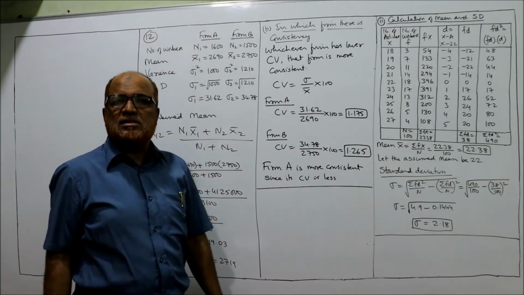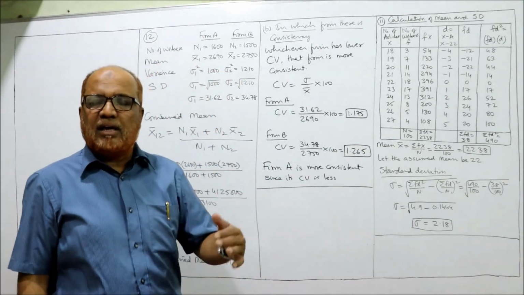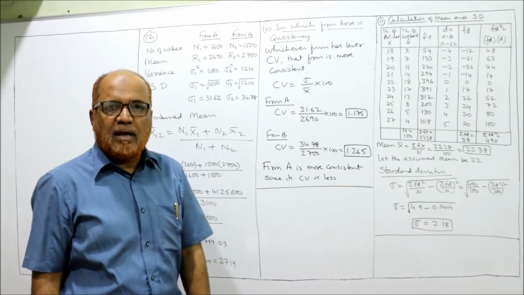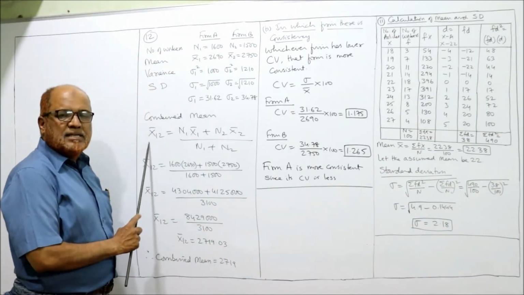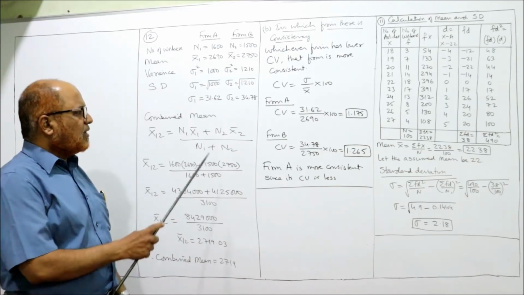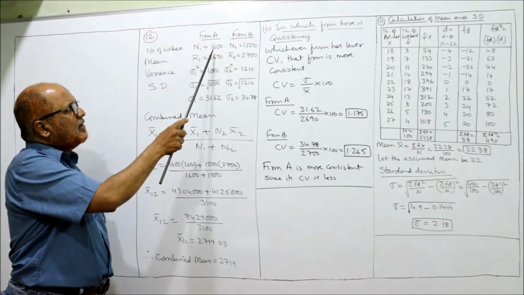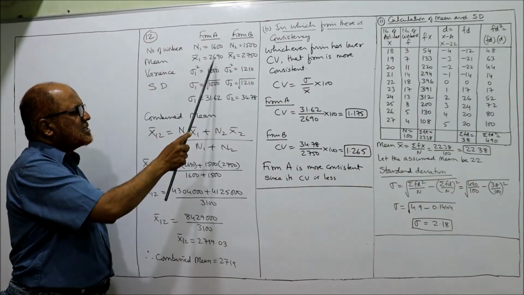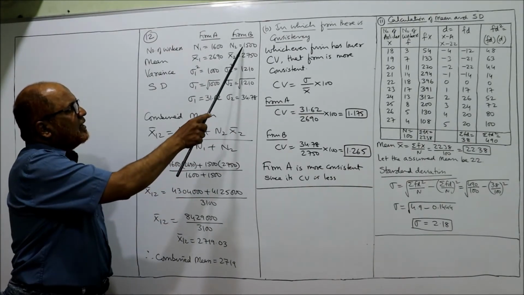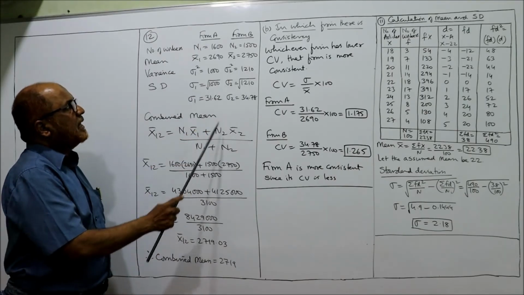So the first question is asking you to calculate the combined mean. Already in the last chapter we have seen the formula for combined mean. X bar 12 is equal to N1 X bar 1 plus N2 X bar 2, divided by N1 plus N2. So substitute, all the values are given here. N1 is 1600, X bar 1 is 2690. 1600 into 2690 plus 1500 into 2750, divided by N1 plus N2.